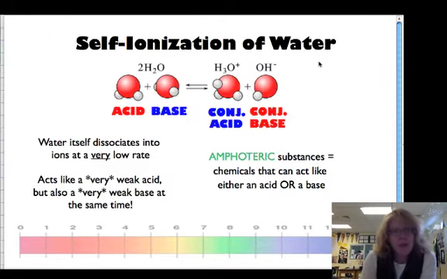So what's weird is now we have to actually apply this concept to water. Water itself dissociates. Water itself turns into ions all by itself. It's kind of a crazy thing that it does. It doesn't do it very often. It doesn't do it very much.